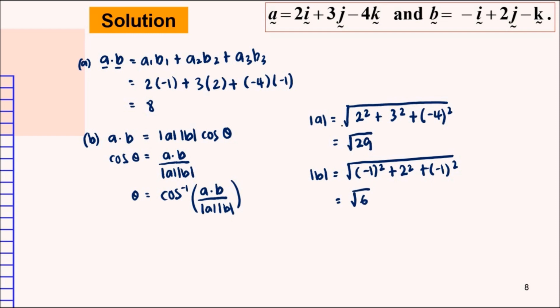So now we already have the magnitude of A and the magnitude of B. We'll just substitute into our formula. That is cos inverse of A dot B, given by 8, over magnitude of A, square root of 29, times magnitude of B, square root of 6. Finding this value from our calculator, we will have 52.66 degrees. Alright, so this is the angle between the two vectors.